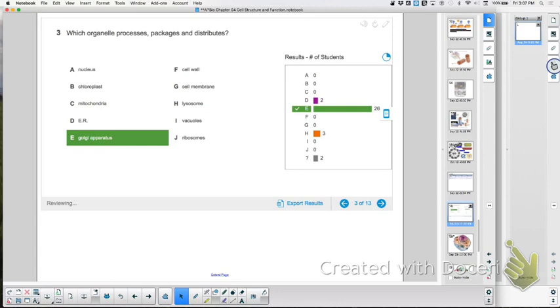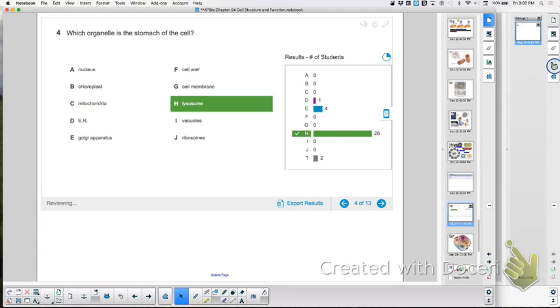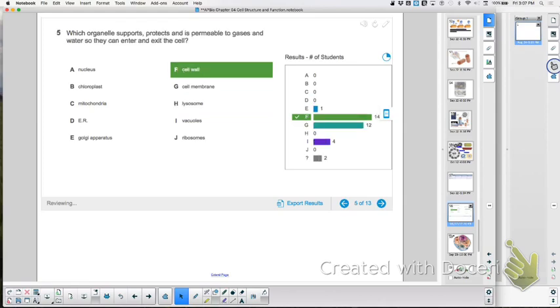Number 3, processes, packages, distributes, Golgi apparatus. The ER could modify and send, but when you say process, package, and distribute, you're mailing, it's got to be the Golgi. Somebody said lysosome. No, you're just wrong. Which organelle is the stomach? Now you want to say the lysosome. Four of you said ER. No, you do not digest in there. Not the Golgi apparatus. Stomach is the lysosome.